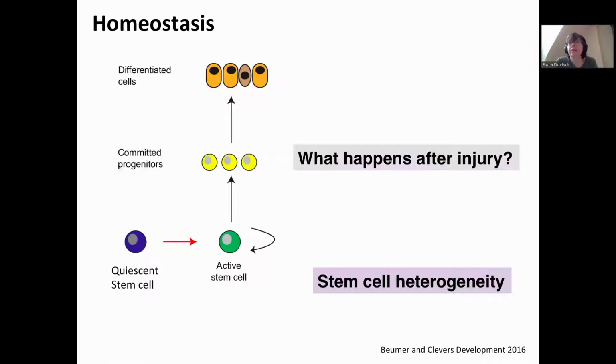So after injury, what happens? Well, typically, dormant stem cells become activated to give rise and regenerate the tissue. But it's also been seen that stem cells can exhibit plasticity. So one cell type might turn into another, or even committed progenitors may revert back to a stem cell state to completely regenerate the tissue. So all of these questions are really interesting questions that are actively being pursued in the field.